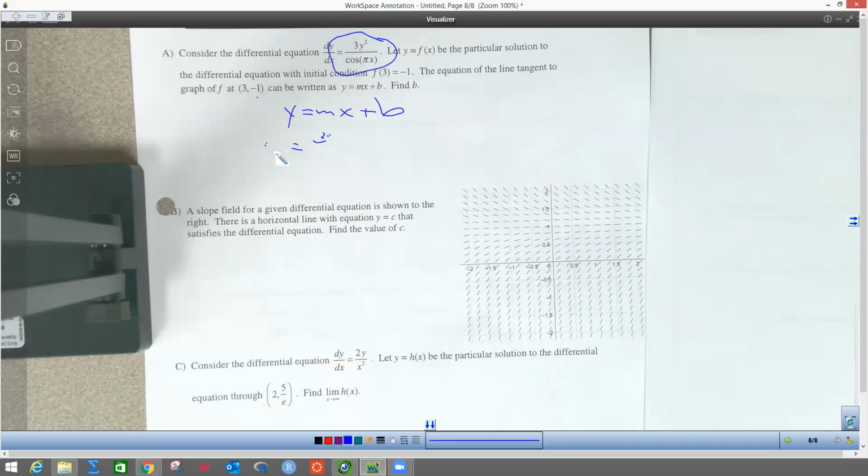Let's not put that -1 in. So y is going to equal 3y squared. I was finding the particular solution, and I didn't have to. And then x, we're going to leave x plus b, and then we're going to plug this point in for all the x and y's.